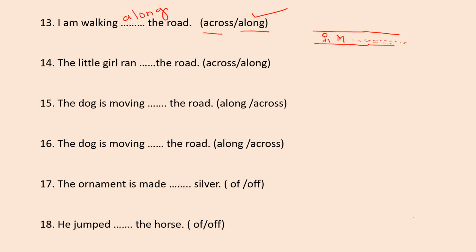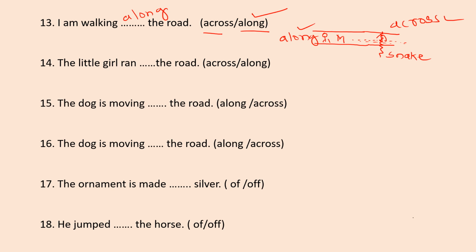Now what will happen? Sometimes I'm walking, and suddenly a snake has come. So the snake was crossing this road. The snake will come in this direction, so this is what here, across. I hope you got the concept here. So this is called along, and this is called across. So we'll go with the examples and you'll get it.